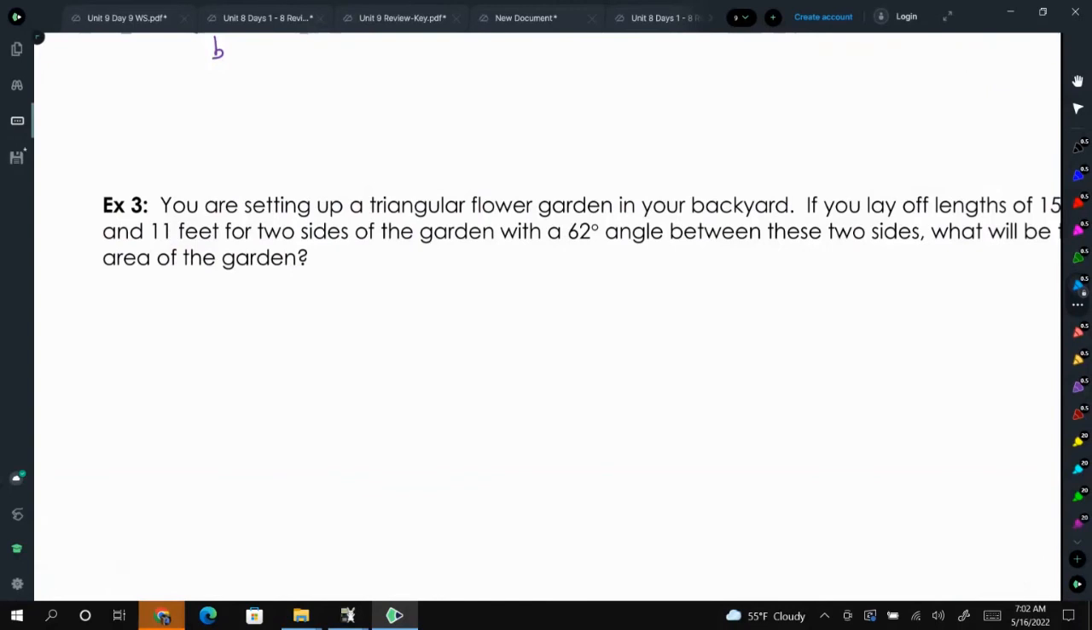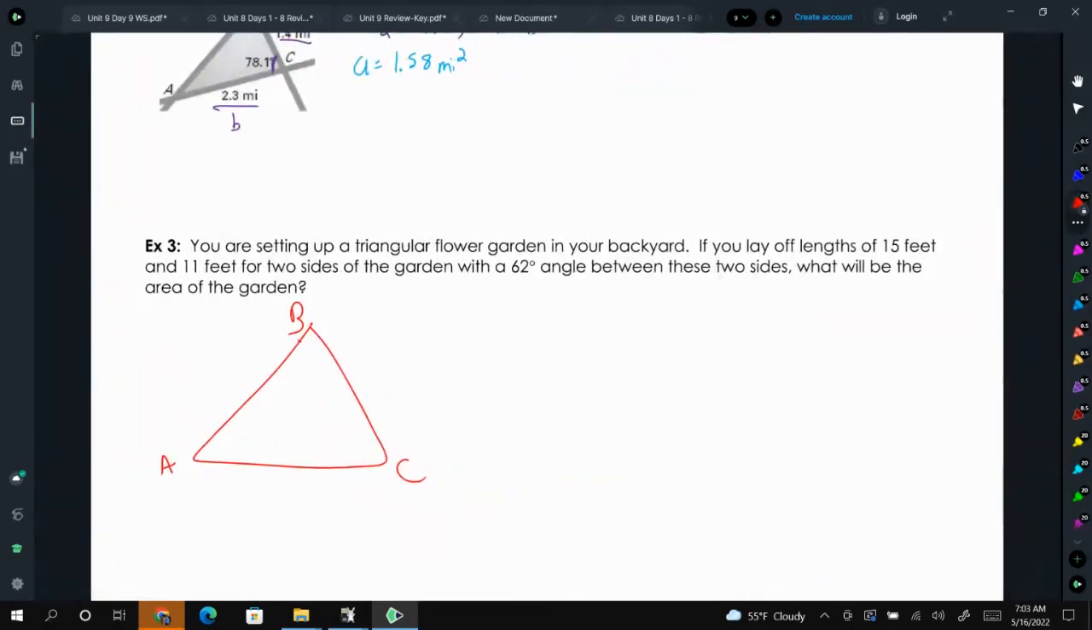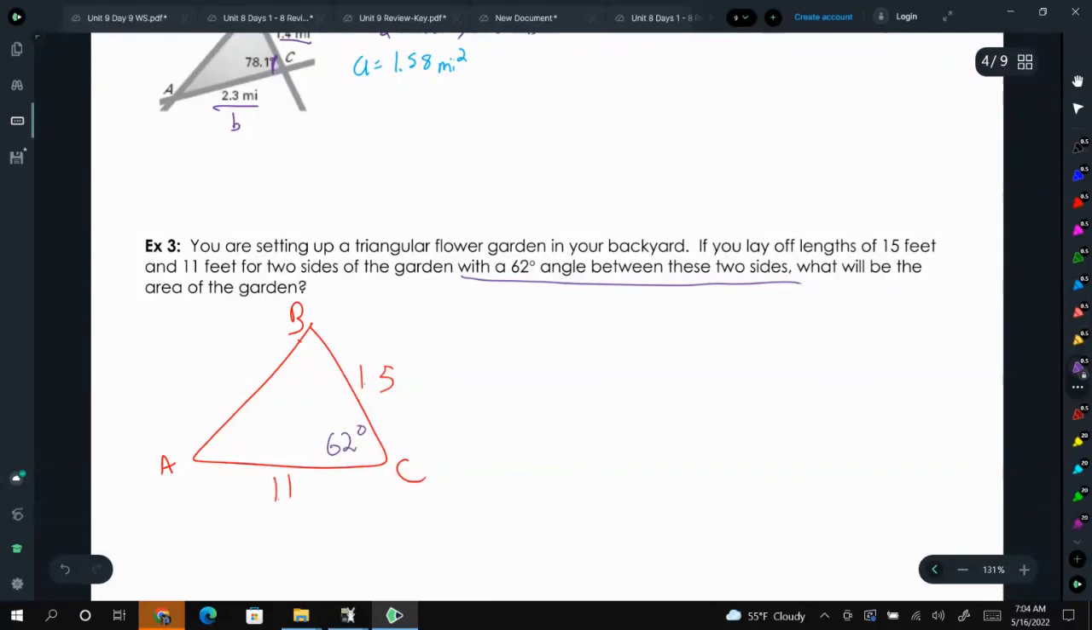Example number 3, we don't have a picture, so we're going to have to draw one. So I'm just going to draw A, B, C. So the tricky thing about this problem will be labeling things. So it says you lay off lengths of 15 feet and 11 feet for two sides. So we can just label 11 and 15. And then a 62-degree angle in between those. Okay, so that means this angle is 62.